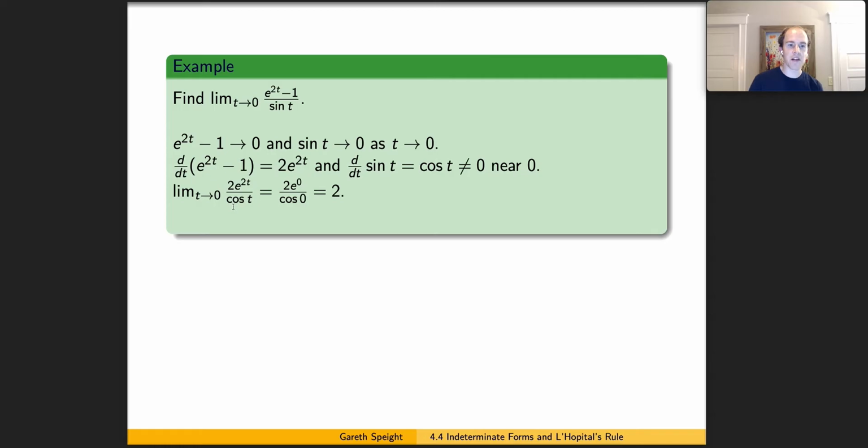And actually it is, because if we think about what happens to the top, the top is going to go to 2e to the 0, which is 2. And the bottom now goes to cosine of 0, which is 1. So we no longer have the bottom being 0. So we get 2 divided by 1, we get 2. So now this limit is 2, because L'Hopital's rule tells us that that's equal to the original limit. So the limit we're trying to find is equal to 2.